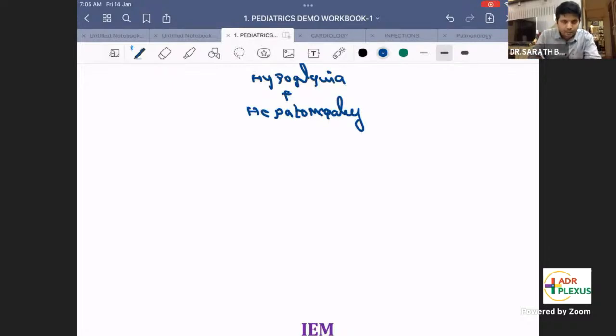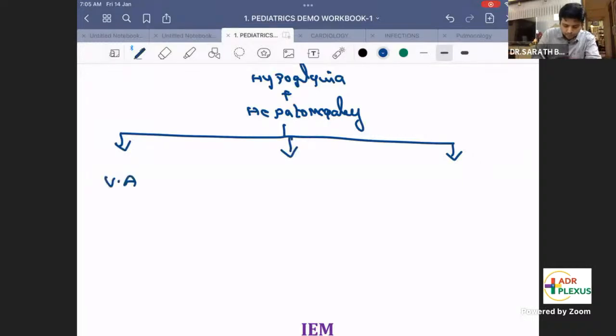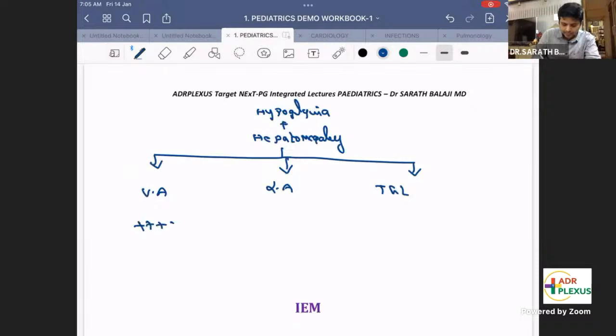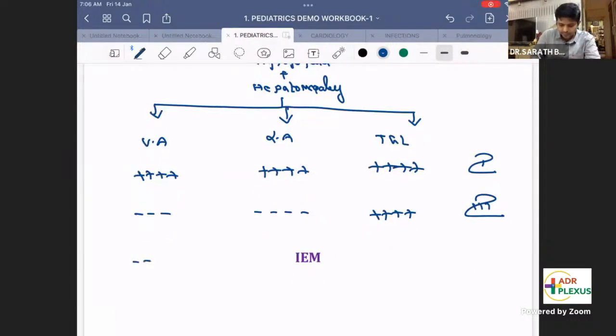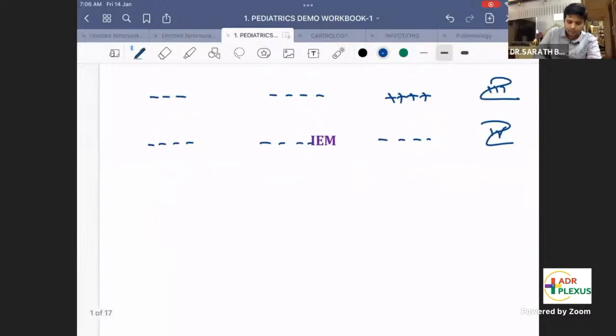Whenever you have hypoglycemia and hepatomegaly, you need to look for uric acid, lactic acid, and triglycerides. When uric acid is increased, lactic acid is increased, triglycerides are increased, what is the type? Type 1. Very good. When triglycerides alone are increased, but uric acid and lactic acid are not, it is type 3. Very good. When nothing is increased, but there is hypoglycemia and hepatomegaly, what is that? Type 4. Very good.